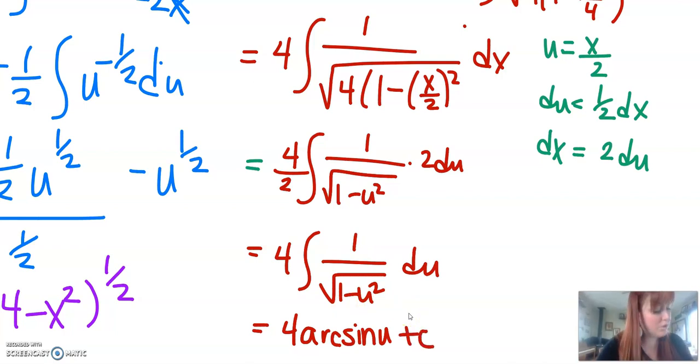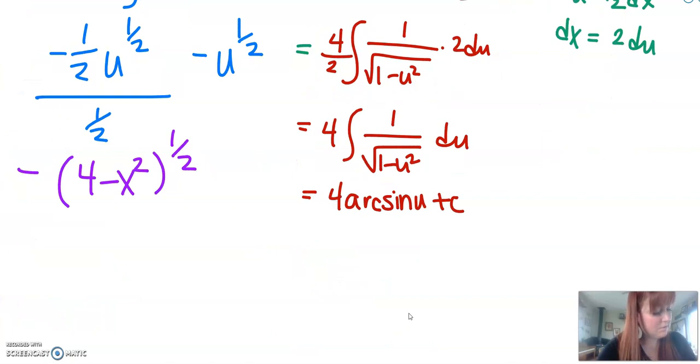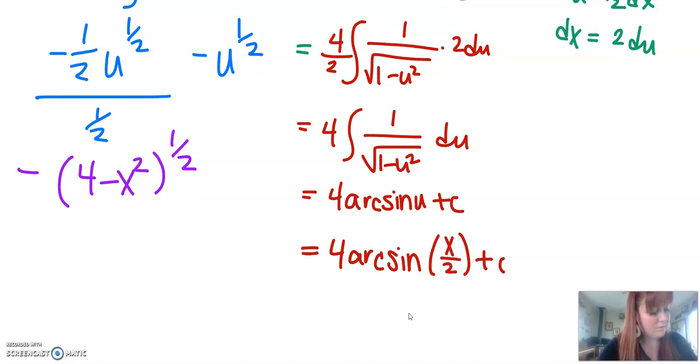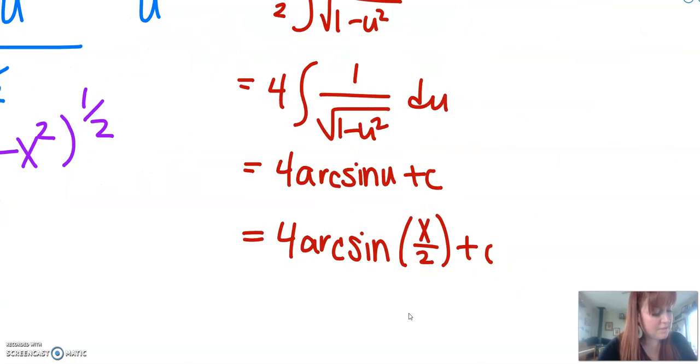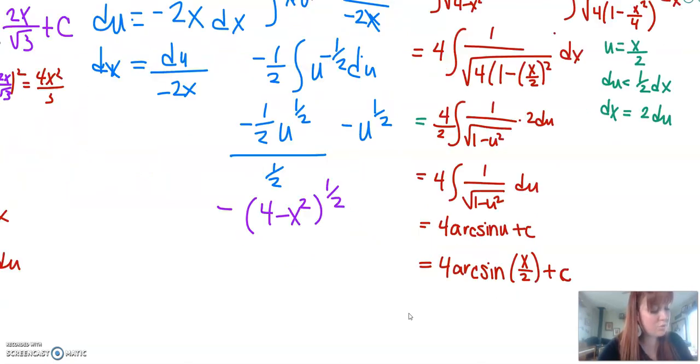And now we know what u was, right? U was x over 2. Let's make sure. Yep, it was x over 2, plus C. Okay, so we have our two integrals solved, and we can just put them together now.